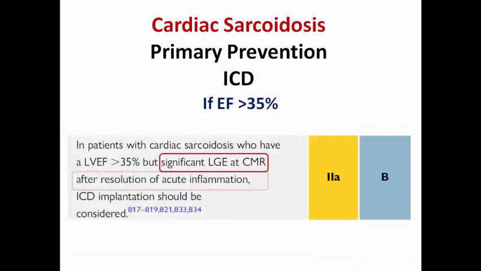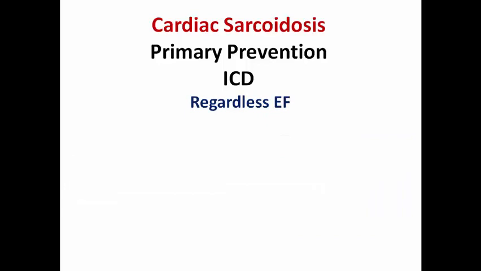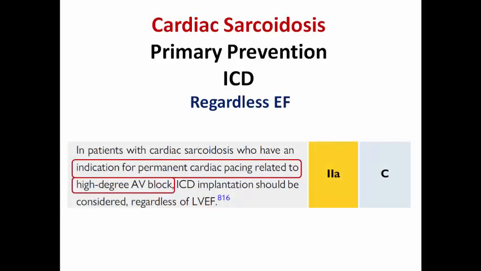But if the patient has significant late gadolinium enhancement after resolution of the acute inflammation, for example affecting 9 or more segments or more than or equal to 22% of the LV mass, in this case ICD implantation is recommended even if the ejection fraction is more than 35%. And regardless of ejection fraction, in patients who have an indication for permanent pacing related to high degree AV block, ICD is the pacemaker of choice here regardless of LV ejection fraction, due to the high risk for ventricular arrhythmias and sudden cardiac death.